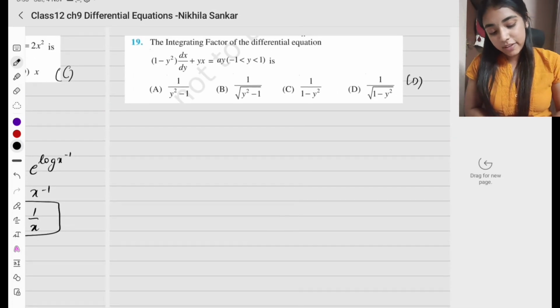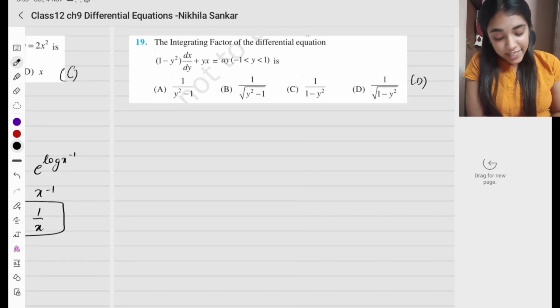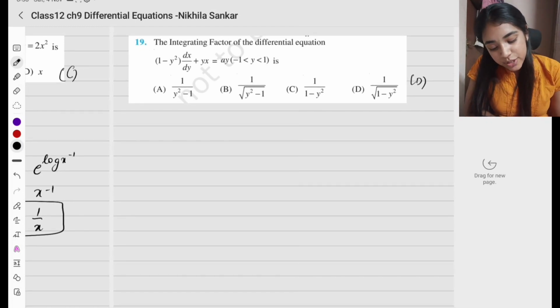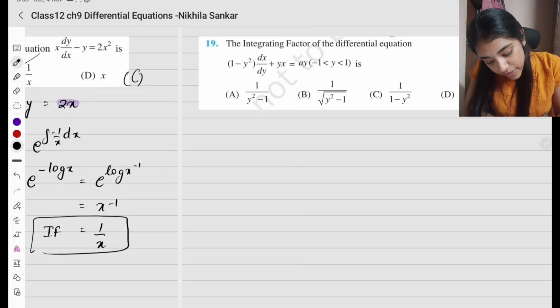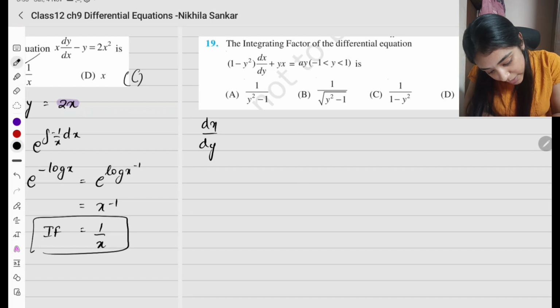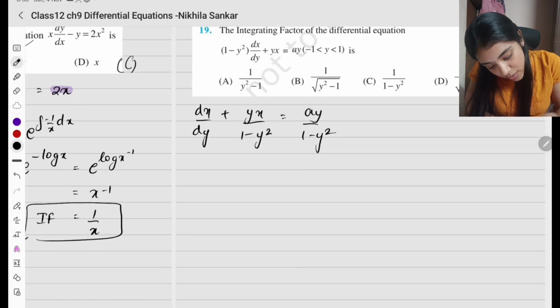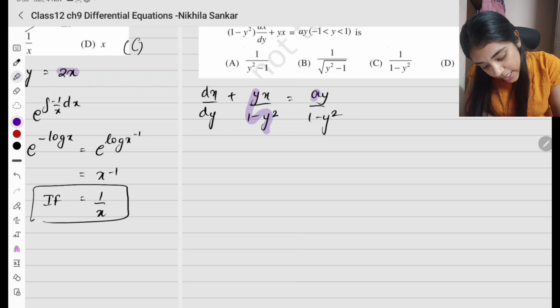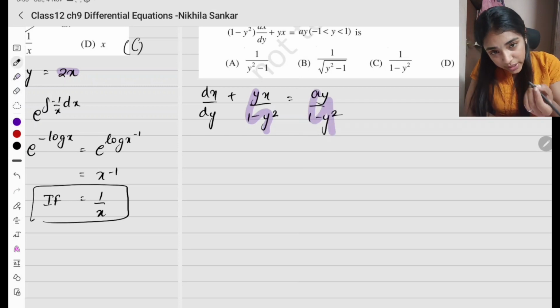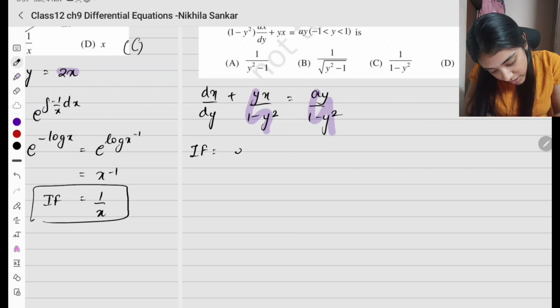Okay. Last and the final question of the chapter and the exercise. The integrating factor of the differential equation. திரும்ப integrating factor கேக்குறாங்க. So let us write it in the form that we need. So this is going to be dx by dy plus yx divided by 1 minus y square equals ay divided by 1 minus y square. So this is of the form dx by dy. So this is my p and this is my q. நமக்கு p மட்டும் தான் வேணும். Integration factor கேக்குறாங்க. So integration factor is going to be e raised to the power p dy.